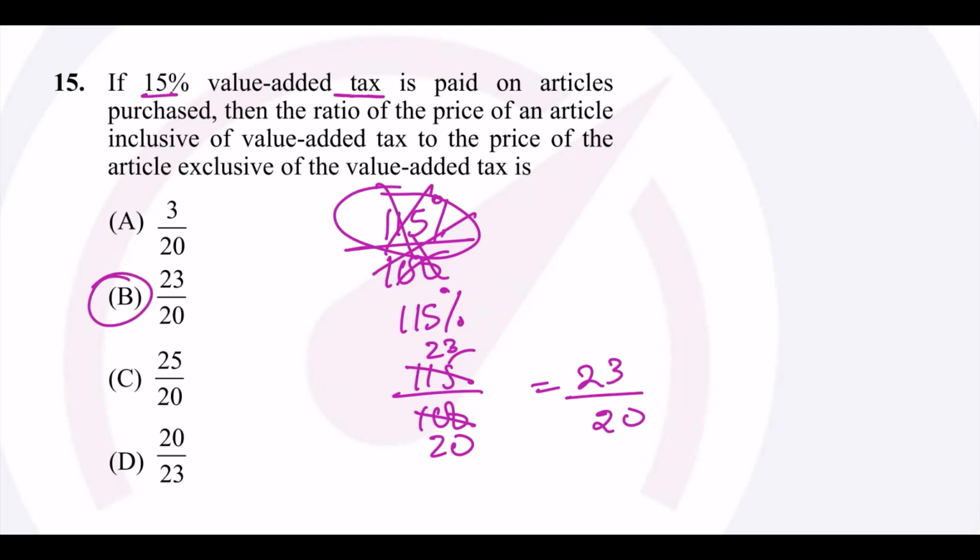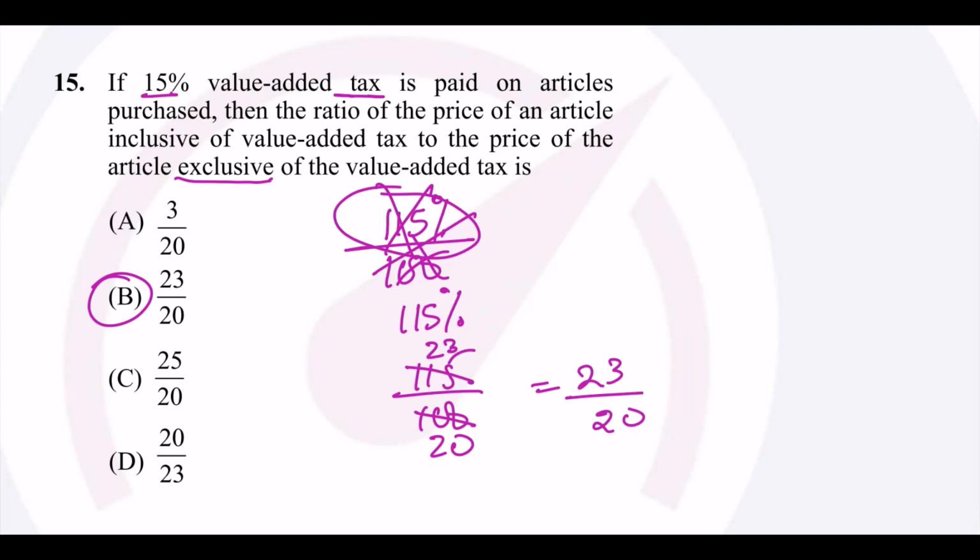So I said, then let me just check something. Then the ratio of the price of the article inclusive of the value added tax to the price of the article exclusive, which would be the 100. So it's going to be 115%. I just feel like I tie up my tongue because I know it's a stomach.